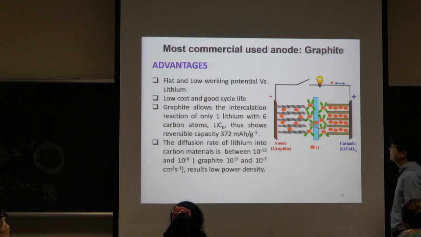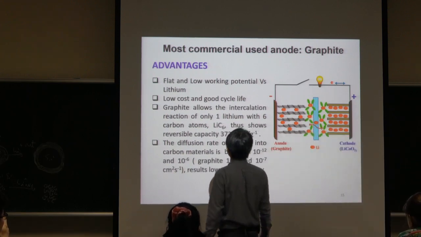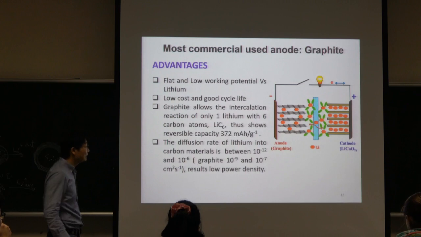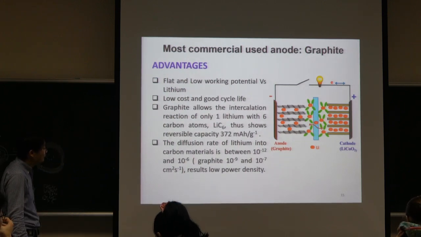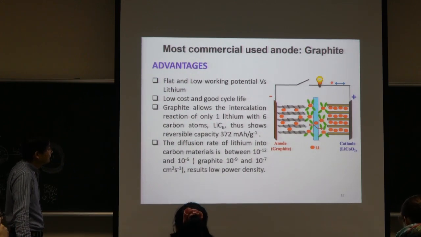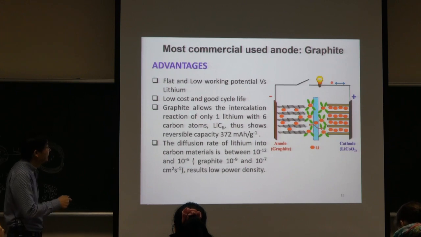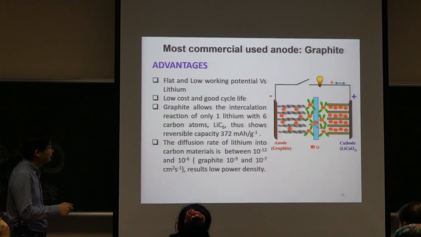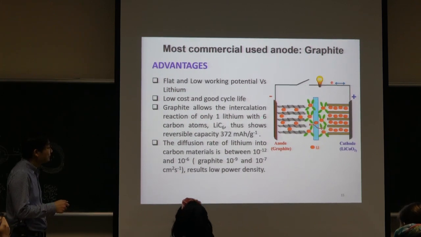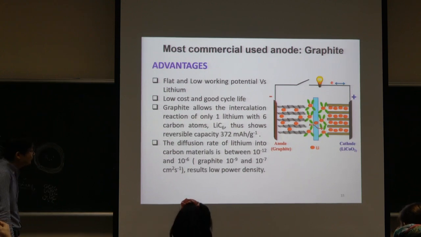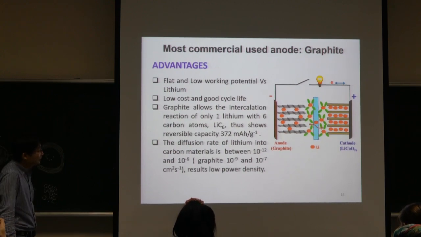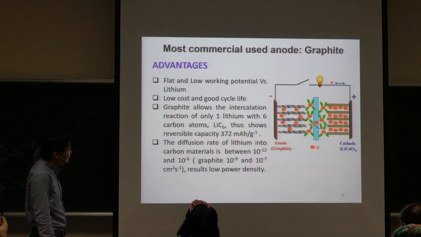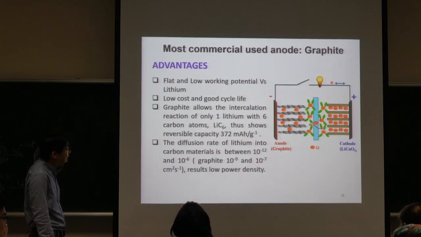So, most commercial anodes are graphite. Now we introduce graphite. Last time we talked about one lithium, right? Graphite allows intercalation, like one lithium with six carbon atoms. So usually we have LiC6. There are a lot of schematic diagrams taking this example to show that it is quite reversible.